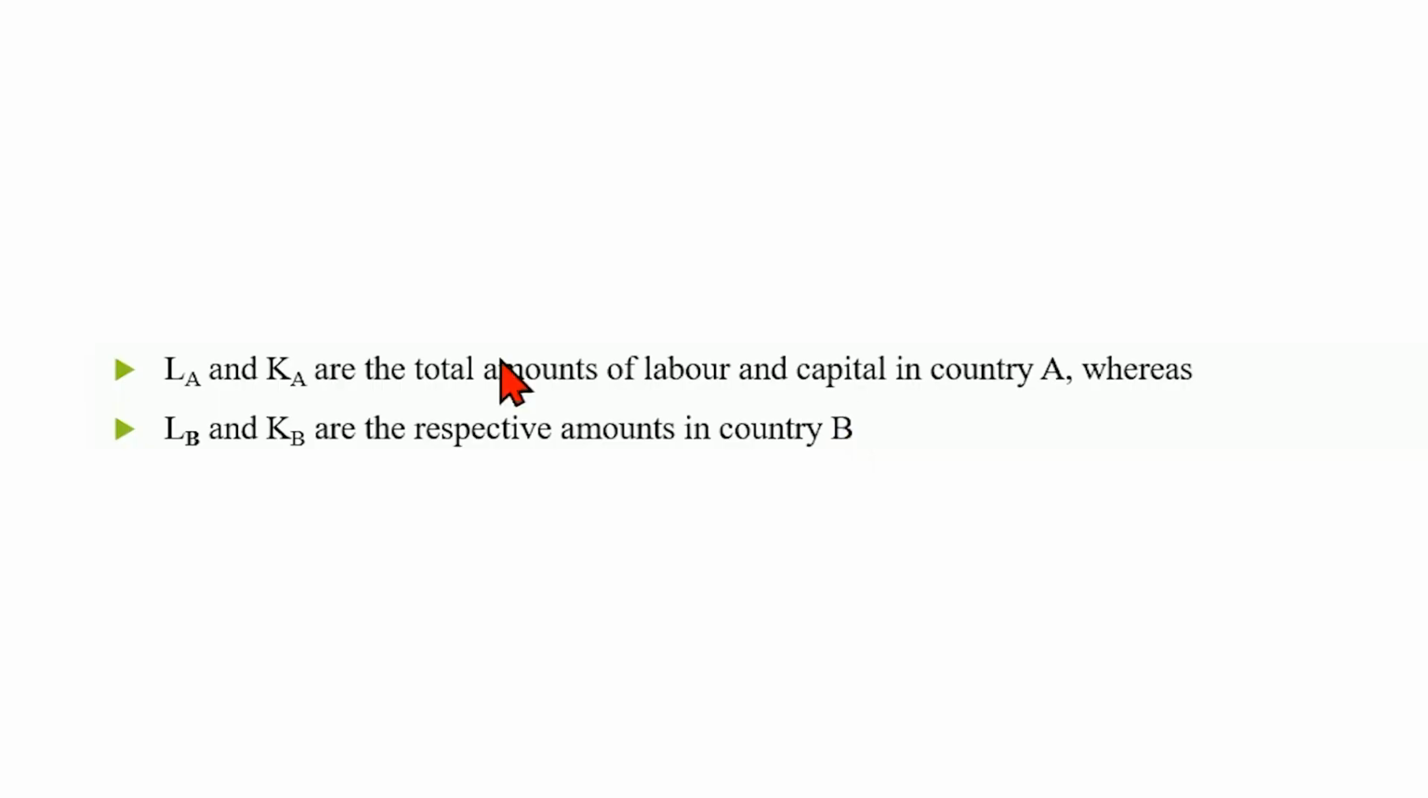First, we consider the physical definition of factor abundance. Now, this can be explained with the help of some notations that are mentioned here. Suppose LA stands for the labor endowment level in country A, and KA denotes capital endowment level in country A. Similarly, LB denotes the labor endowment level in country B and KB denotes the capital endowment level in country B.